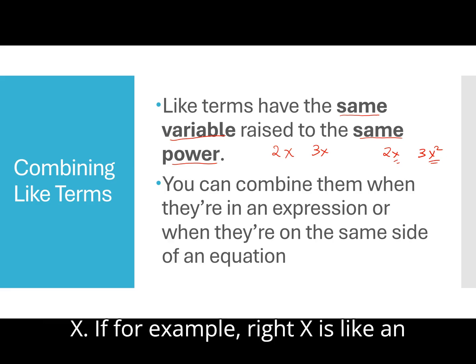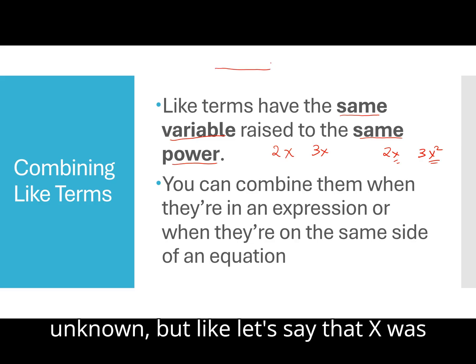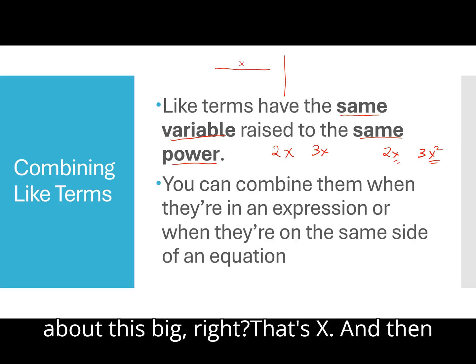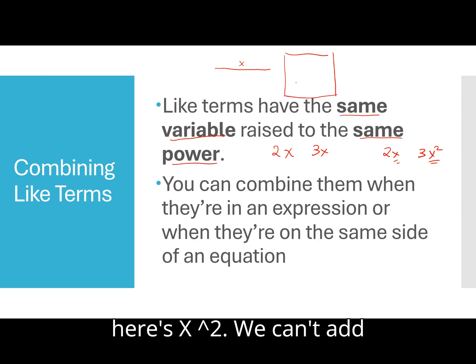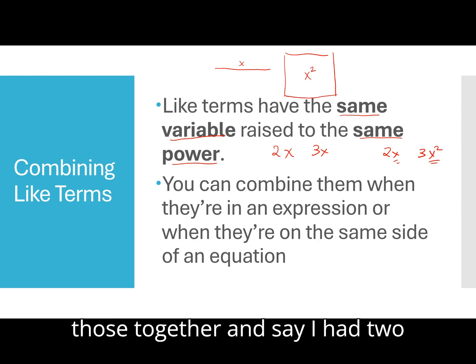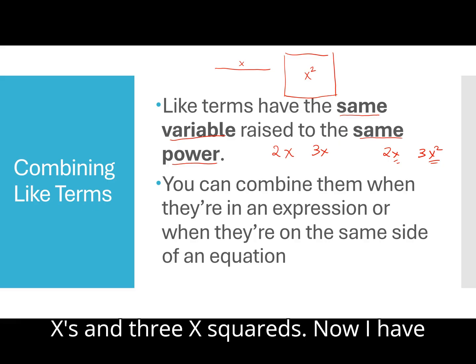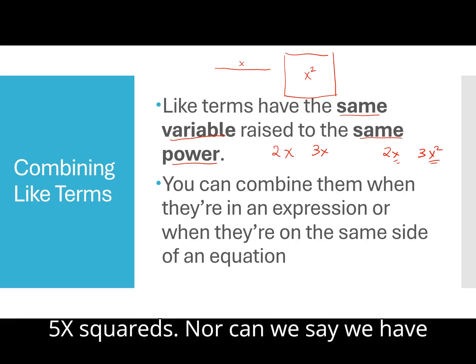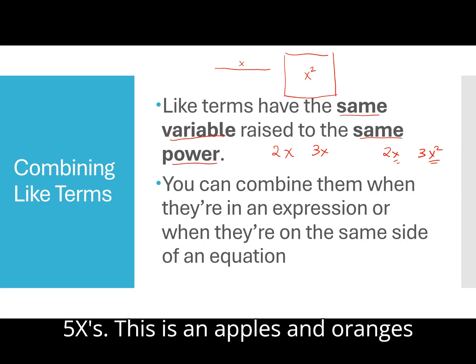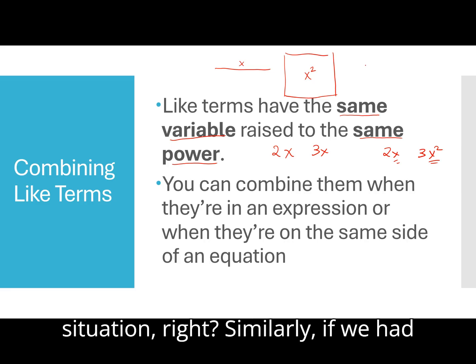If, for example, x is like an unknown, but let's say that x was about this big, right? That's x. And then here's x squared. We can't add those together and say, I had two x's and three x squareds, now I have five x squareds. Nor can we say we have five x's. This is an apples and oranges situation, right?